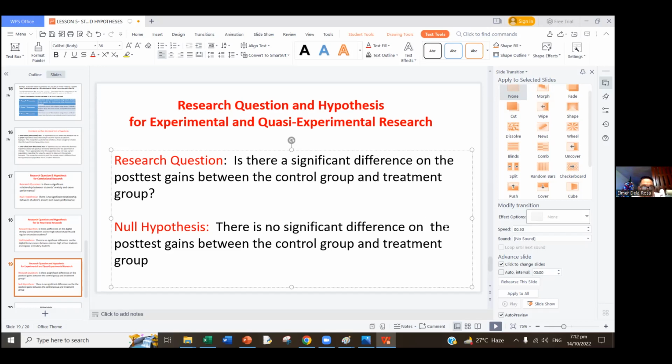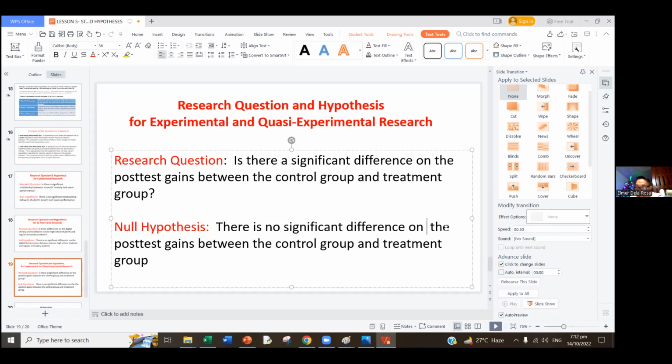Or, dahil ginamit natin ng post-test gain, ang sasabihin mo doon ay, the post-test gain of the treatment group is higher than the post-test gain of the control group. Mathematically, mu treatment is greater than mu control.